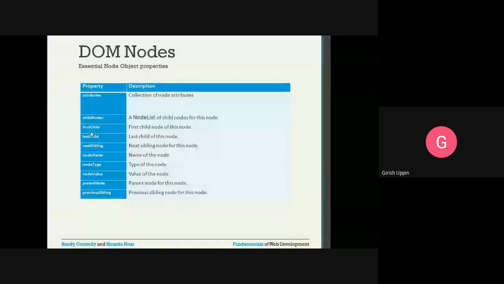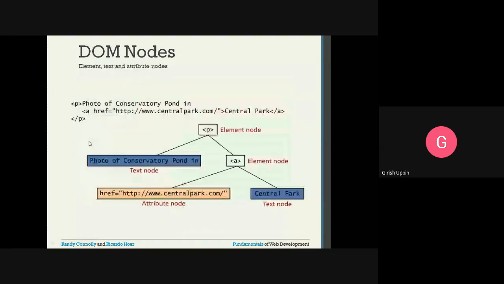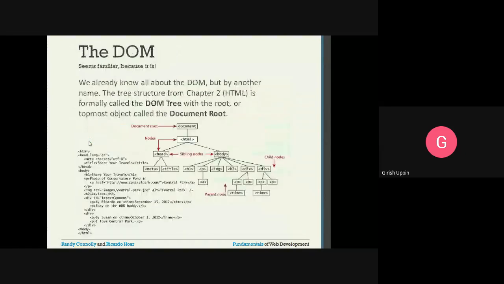Okay. First child property gives the first child node of this node. Similarly, last child gives the last child of this particular node you are selecting. So if you go back to this example, with respect to this particular node, if you say first child, this element node I will get, and if I say last child, I will get this element. And if I say sibling, these are all the siblings.